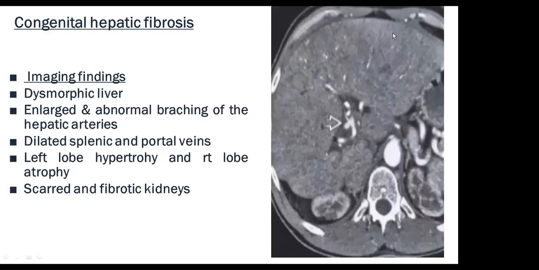This case imaging shows congenital hepatic fibrosis in a patient with Caroli syndrome. We will have a dysmorphic liver, irregular capsule, enlargement of the left lobe, usually with right lobe atrophy, enlargement and abnormal branching of the hepatic artery, dilated splenic and portal veins as portal hypertension, and scarred and fibrotic kidneys.